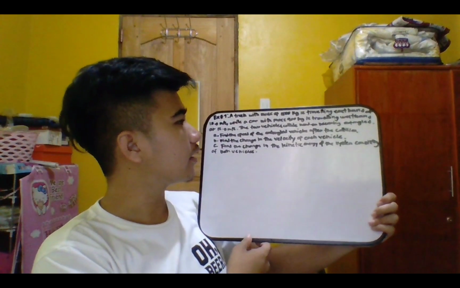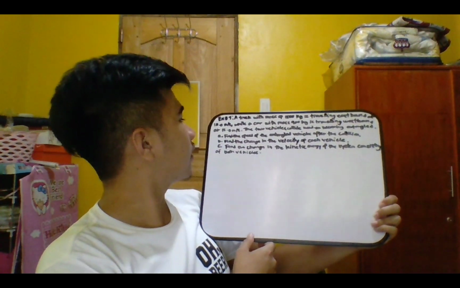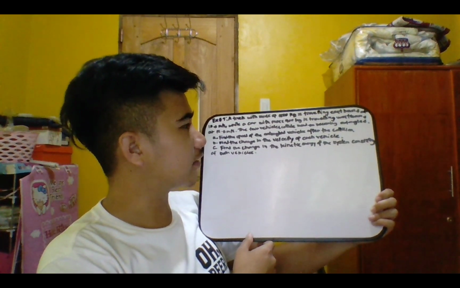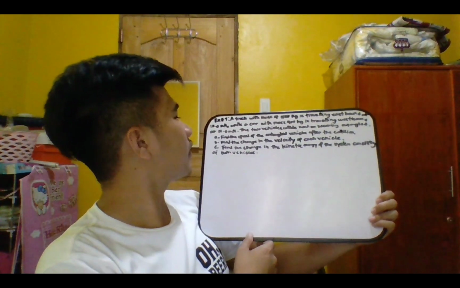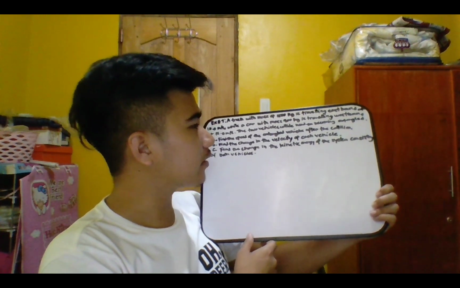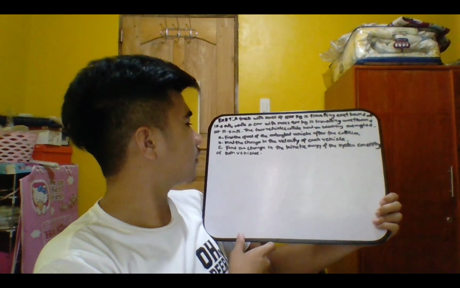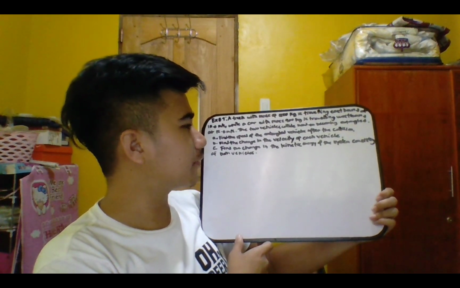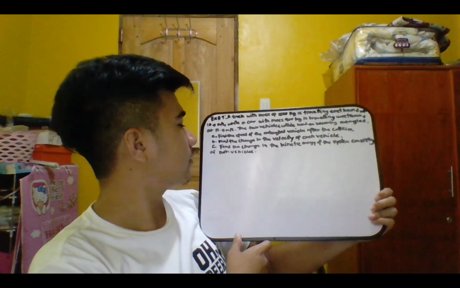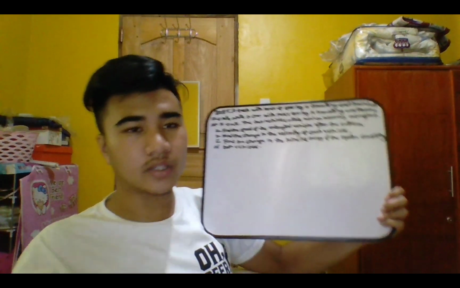Sample number 1. A truck with a mass of 1,800 kg is traveling eastbound at 15.0 meters per second, while a car with mass 900 kg is traveling westbound at 15.0 meters per second. The two vehicles collide head-on, becoming entangled. A. Find the speed of the entangled vehicles after the collision. B. Find the change in the velocity of each vehicle. C. Find the change in the kinetic energy of the system consisting of both vehicles.